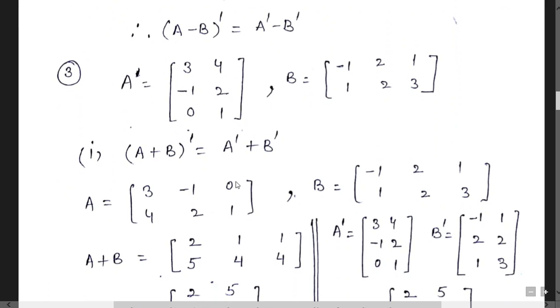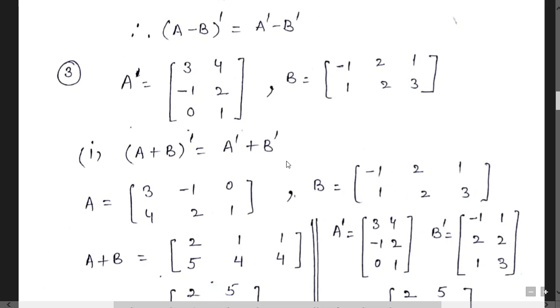Now, question number 3. In the statement, a transpose is given to you. It means when you convert this statement, or take again the transpose of this matrix, it will become A. A transpose is 3, 4, minus 1, 2 and 0, 1. It means while you are taking the transpose of this matrix, it will become A, because A transpose and then again transpose, it's the original matrix.